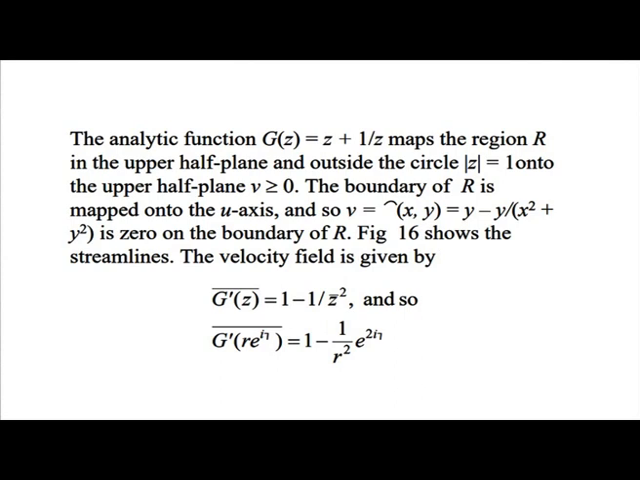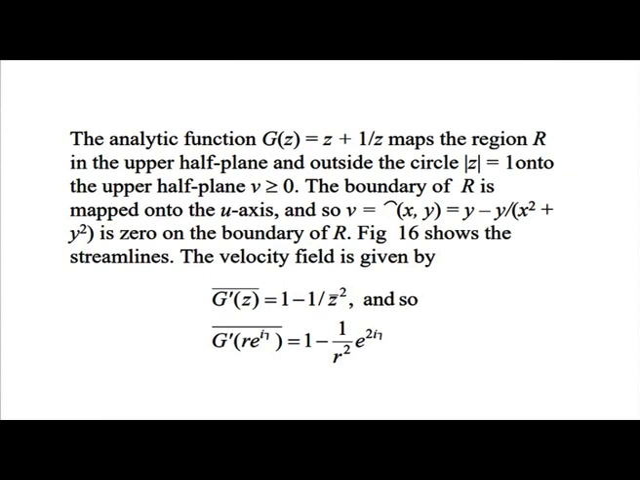As an example, the analytic function G(z) = z + 1/z maps the region R in the upper half plane and outside the circle |z| = 1 onto the upper half plane v ≥ 0. The boundary of R is mapped onto the u axis, and so v = ψ(x,y) = y - y/(x² + y²) is 0 on the boundary of R. The next figure shows the streamlines.